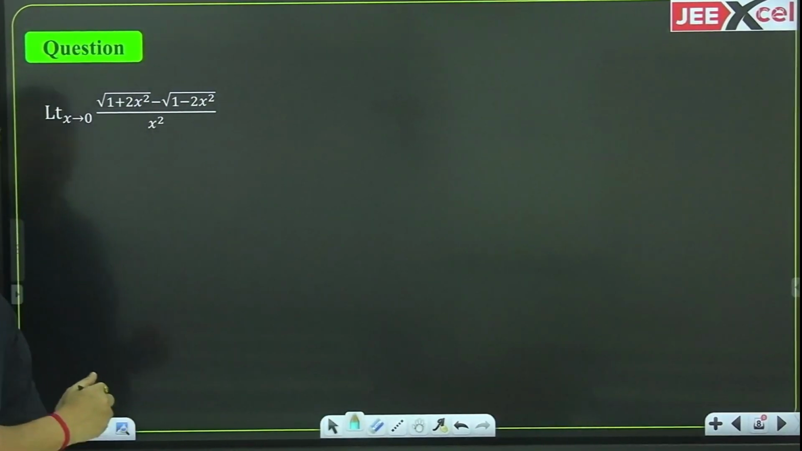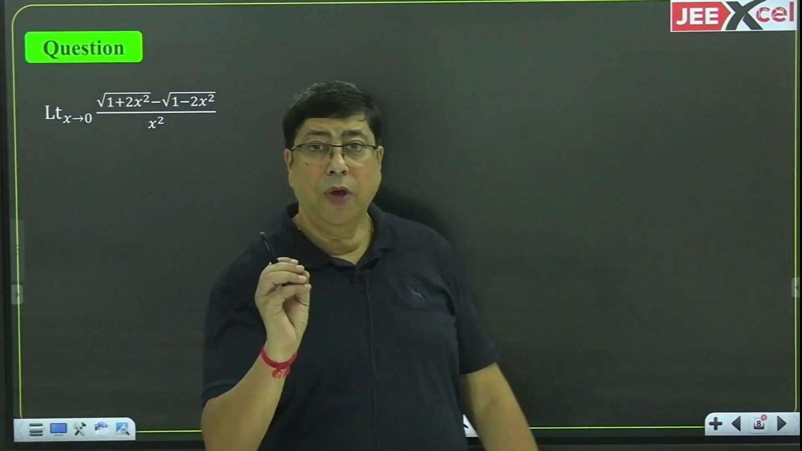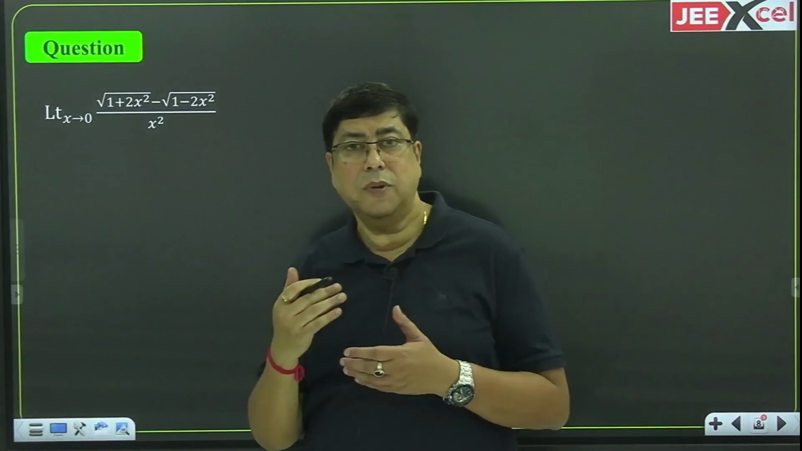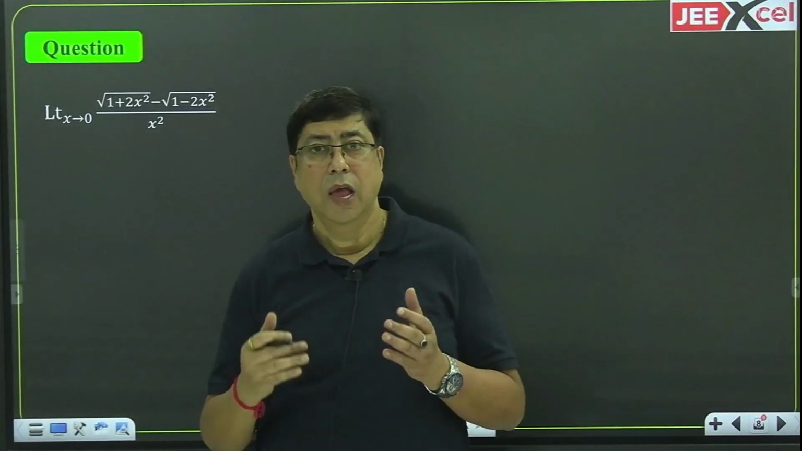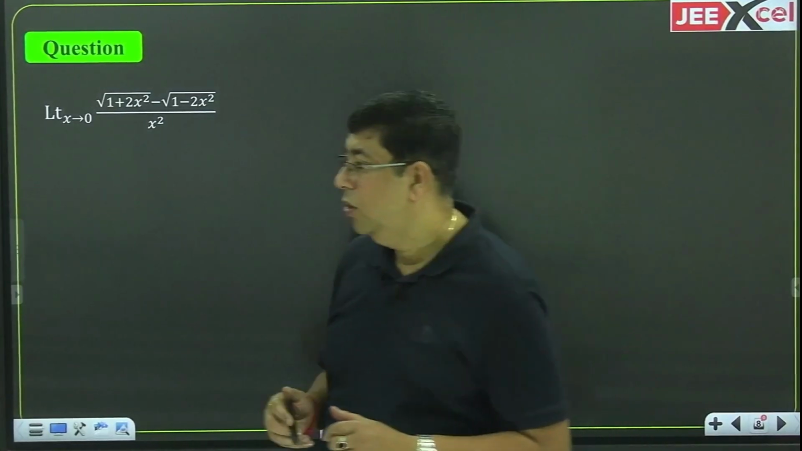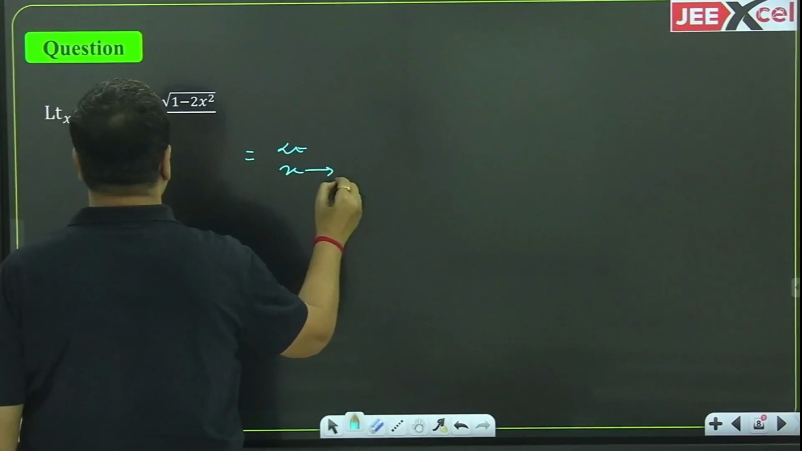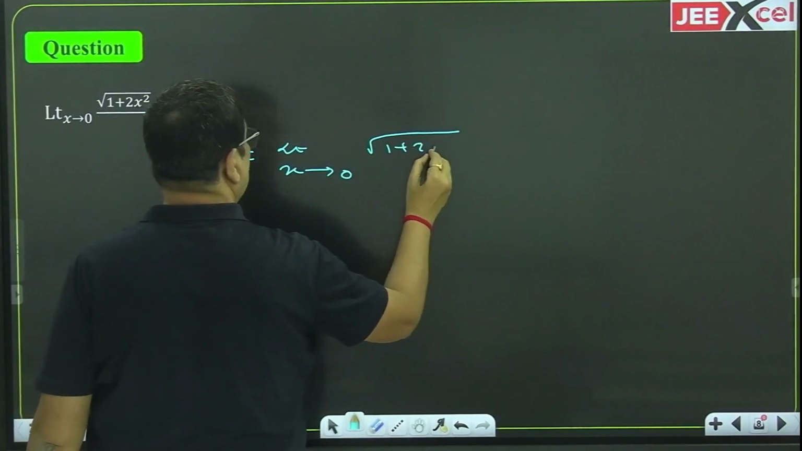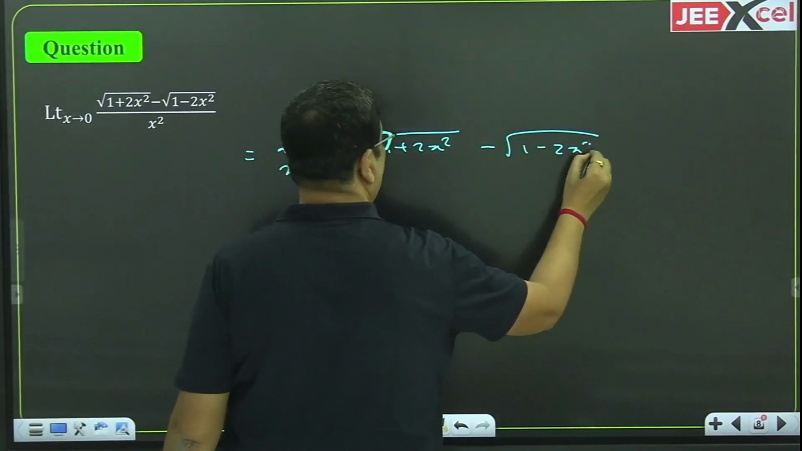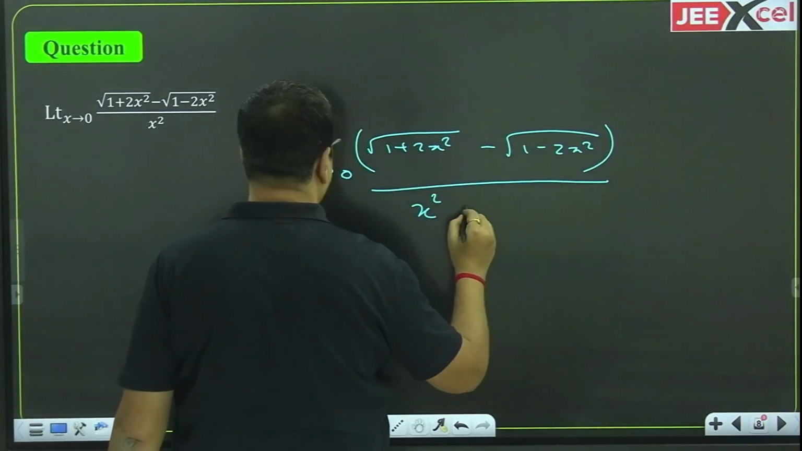For example, limit x tends to 0. This is the sum. What will we do? If we just put the value x equal to 0, the denominator is coming 0. So in this type of case, we don't need the right hand and left hand concept. Simply let us go to the sum. Okay, we need to do the rationalization. So how to rationalize? Say this, limit x tends to 0, root over 1 plus 2x square minus root over 1 minus 2x square, all over x square. We'll rationalize because we have to cancel the 0 in the denominator.